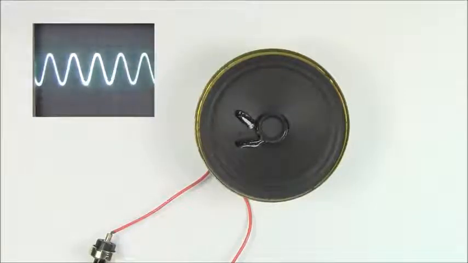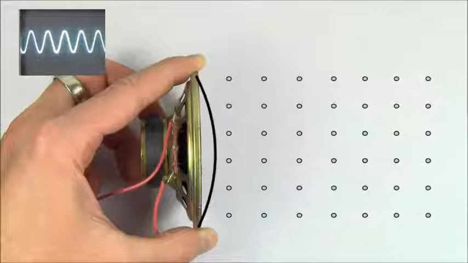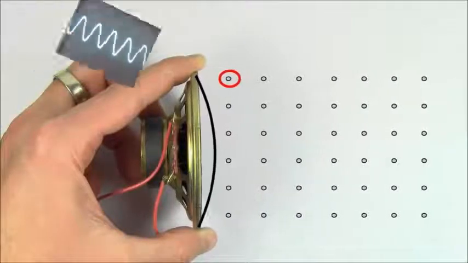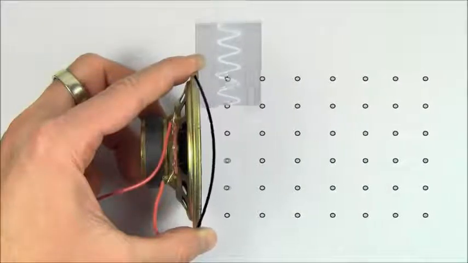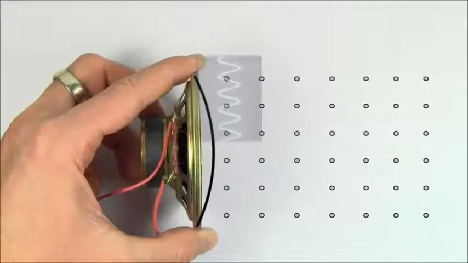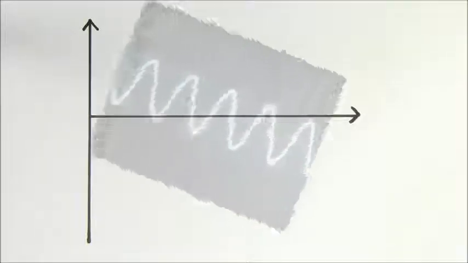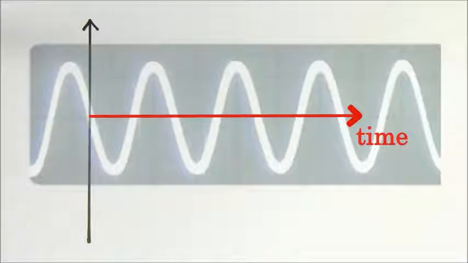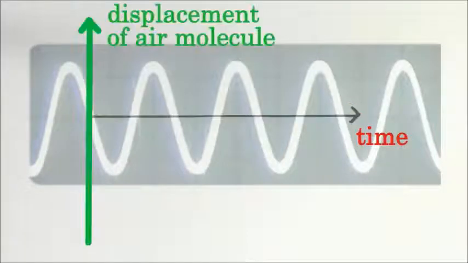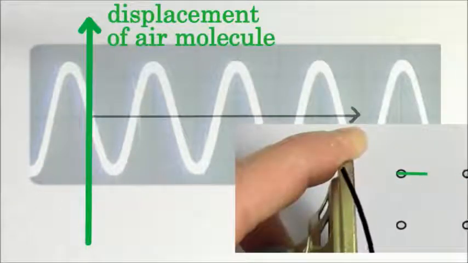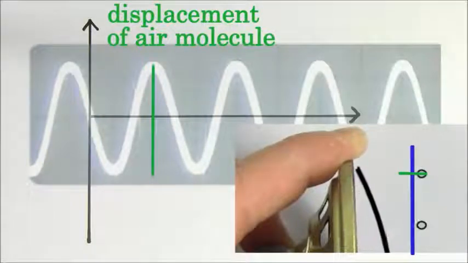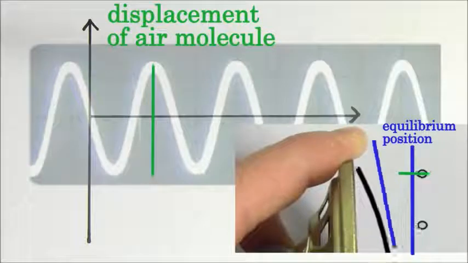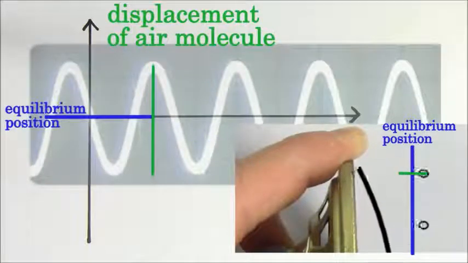We say that this shape represents the sound wave because if we focus on a single molecule of air, we see that it moves back and forth just like a sine or cosine graph. The horizontal axis here represents time, and the vertical axis can be thought of as representing the displacement of that air molecule as it oscillates back and forth. The center line here represents the equilibrium position or undisturbed position of that air molecule.